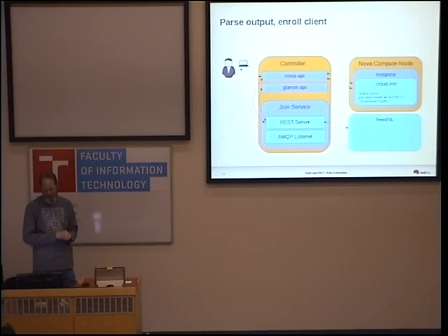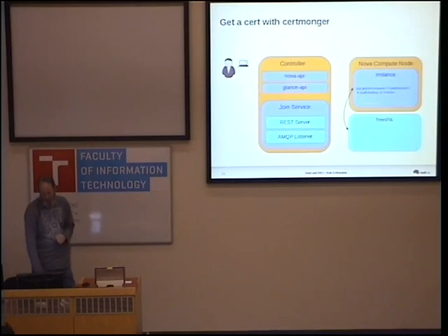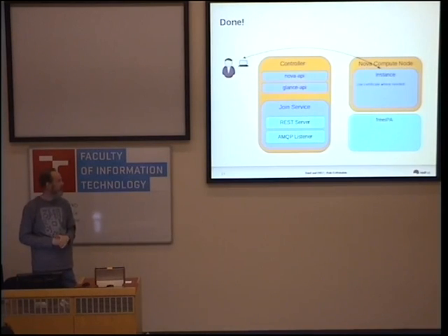At this point, we parse the output, get the OTP, and do the enrollment. So now we have a full IPA instance ready to go. You can call certmonger to get a certificate or certificates for this thing, and then you're done. And so you go on your merry way and do whatever you want to do with that instance.